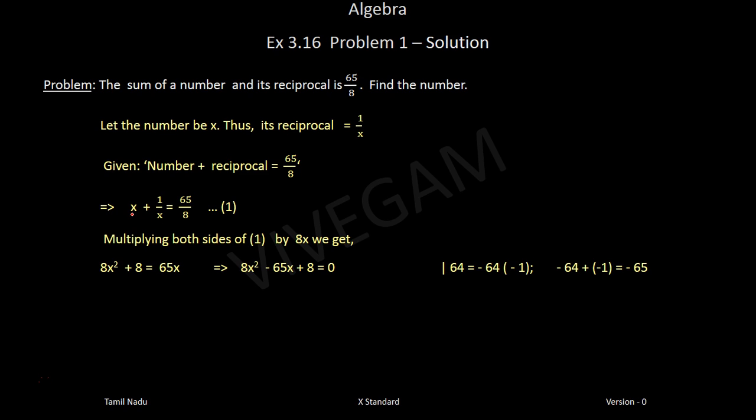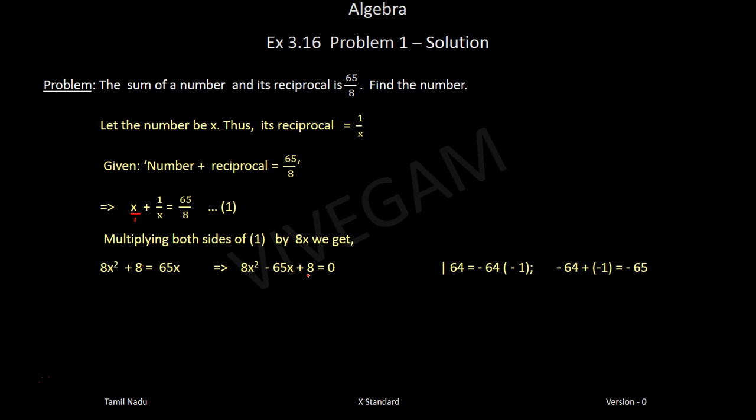So what will you get? This will be x by 1, right? So that into 8x, what will happen? 1 will go, 8x into x is 8x square. When you multiply this with 8x, x and x will cancel, so 8 into 1 is 8. When you multiply this with 8x, 8 and 8 will cancel, so you will get 65x. That's it. So now you have got a quadratic equation. Bring the 65x to the left hand side. So this will become 8x square minus 65x plus 8 equal to 0.